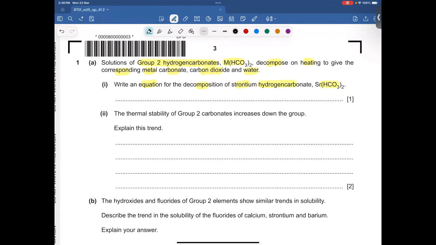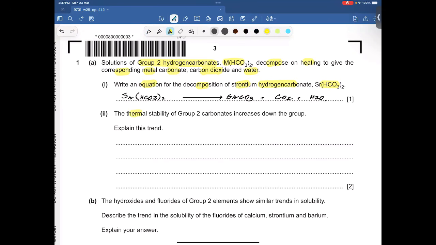Okay, so strontium hydrogen carbonate, when decomposed on heating, will turn to strontium carbonate, then carbon dioxide, and then water. Okay, it's a balanced chemical equation, by the way.